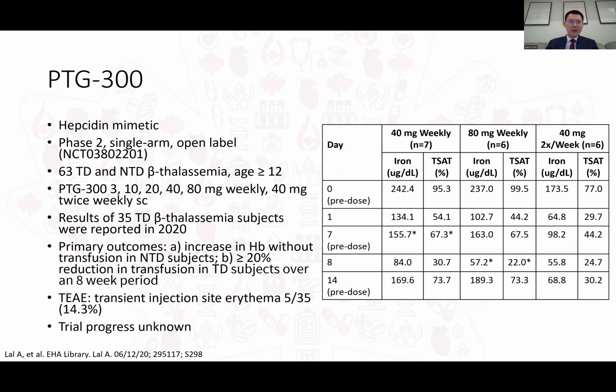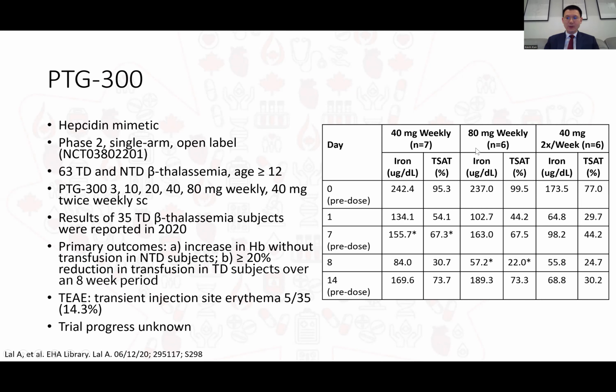Again, continuing on the same line is PTG300. It is a hepcidin mimetic. In the phase 2 single-arm open-label study of 63 transfusion-dependent and non-transfusion dependent beta thalassemia patients aged 12 or greater, PTG300 was administered at 3, 10, 20, 40, 80 milligrams weekly, up to 40 milligrams twice weekly subcutaneously. The results of the 35 transfusion-dependent beta thalassemia subjects were reported in 2020.